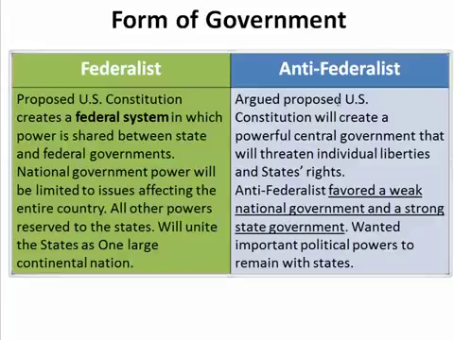The Anti-Federalists argued that the proposed U.S. Constitution would create a powerful central government that would threaten individual liberties and states' rights, both individuals' liberties and states' rights. And Anti-Federalists favored a weak national government. They wanted a strong state government. They wanted important political powers to remain with the states. But they both liked republics, especially the Federalists.